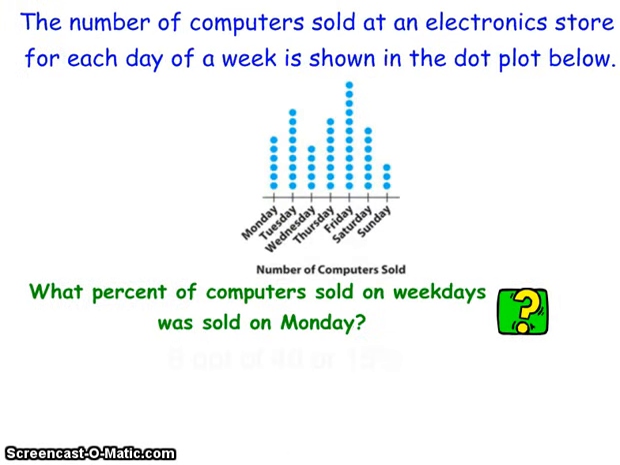Computers sold at an electronics store for each day of the week. So we can clearly see that Friday is the best day to sell a computer, or the busiest day at the electronics store. What percent of computers were sold on weekdays? Let's look at Monday. There are 6 computers sold on Monday. There are 40 computers sold during the week for a total of 15%.